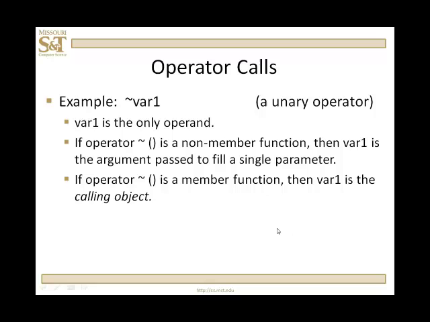Now let's take a look at a unary operator. A unary operator has one argument or one operand. So I've chosen the tilde operator as an example. The way you use that is you have the symbol, the tilde in this case, juxtaposed to the operand that you're going to operate on, but the symbol comes before that operand. So var1 is the only operand. If that operator tilde is a non-member function, then var1 is what is passed to the parameter. And if it's a member function, then var1 is the calling object.